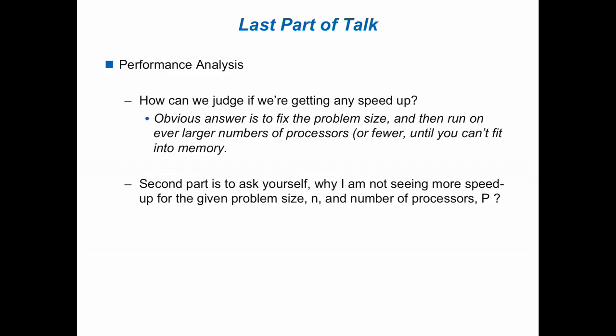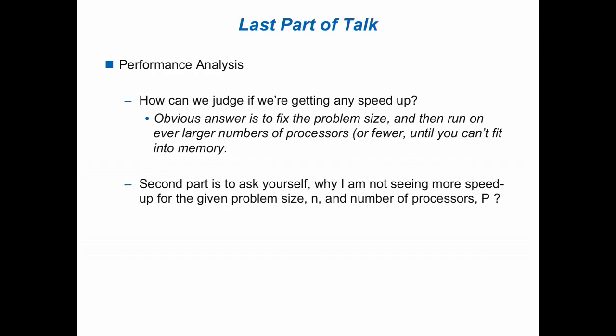So the last part of the talk then is the performance analysis. How can we judge if we're getting any speedup? These are instructions for everybody here, and for all my students, I do the same thing. The obvious answer is the following. Fix the problem size. In other words, you have a problem you want to solve. Run it on a certain number of processors. Double the number of processors. Run it again, run it again, right? And you'll see where you reach the point of diminishing returns. Okay, and hopefully you aren't already at that point, because that means you should go backwards, right? Run it with fewer processors. If you don't try, you don't know.